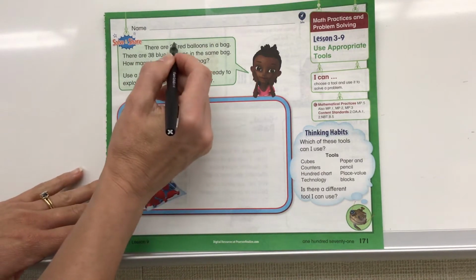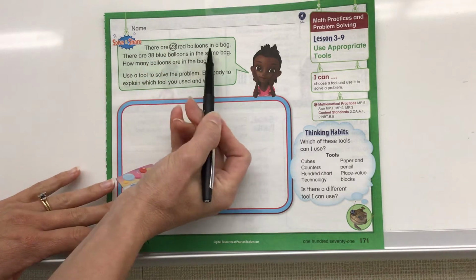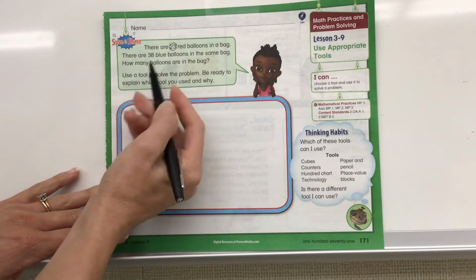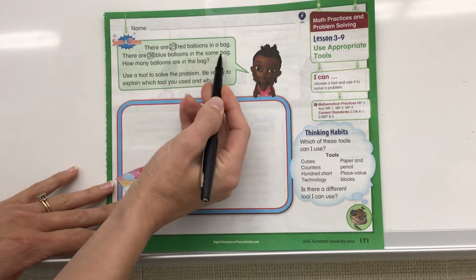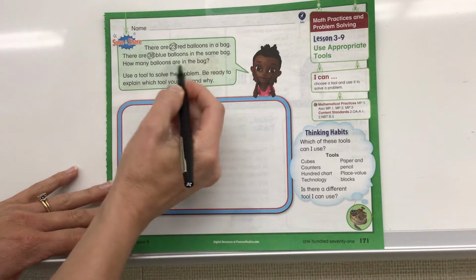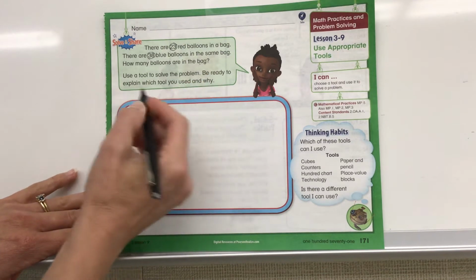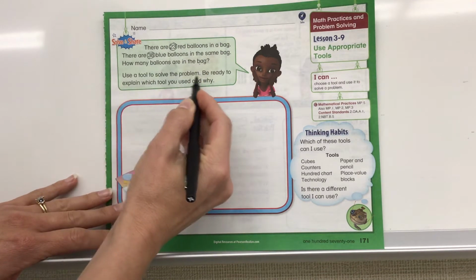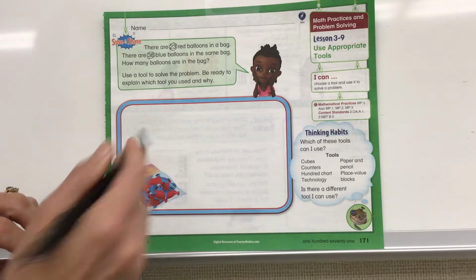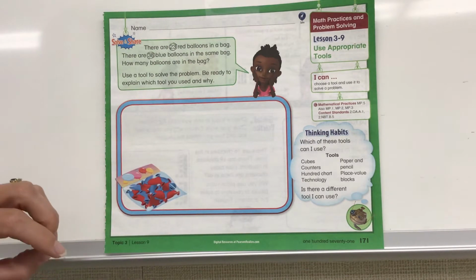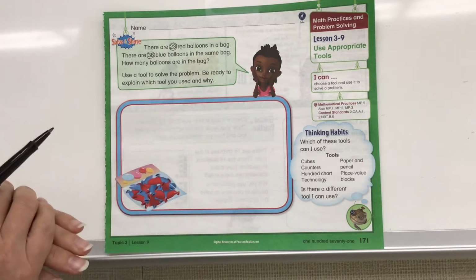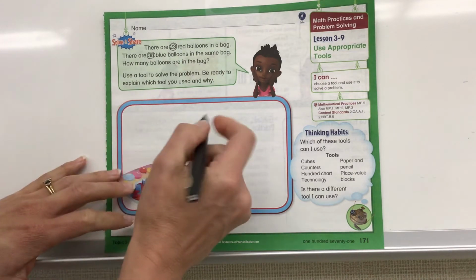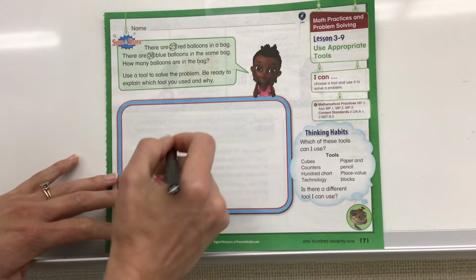So let's take a look at our word problem. There are 23 red balloons in a bag. There are 38 blue balloons in the same bag. How many balloons are in the bag? So we're going to get our total. Use a tool to solve the problem. Be ready to explain which tool you used and why. So I'm actually going to do place value blocks. You might want to do an open number line or some counters, but I'm going to do place value blocks.